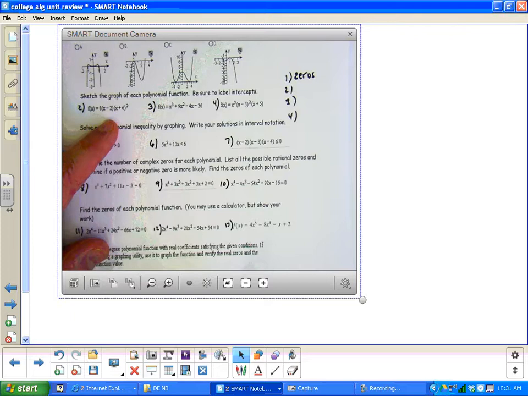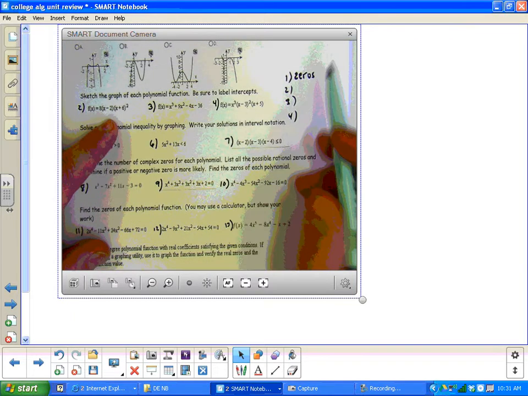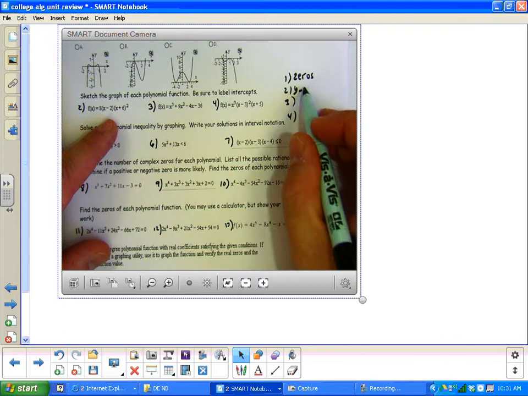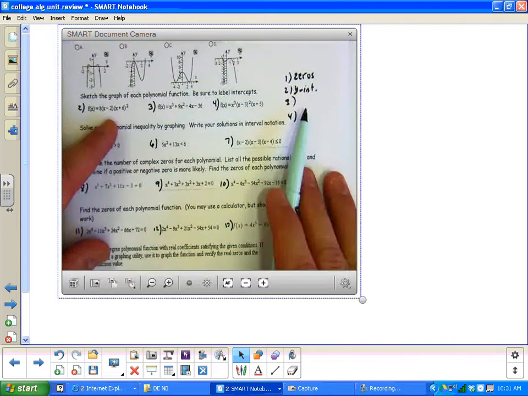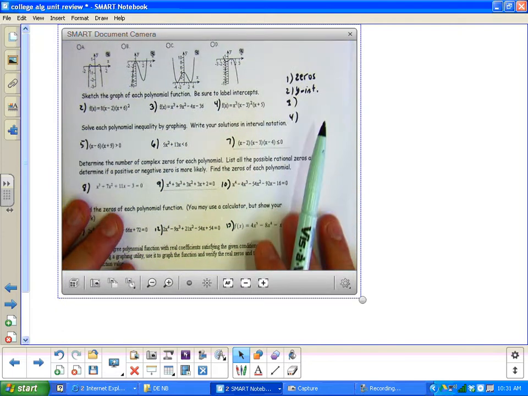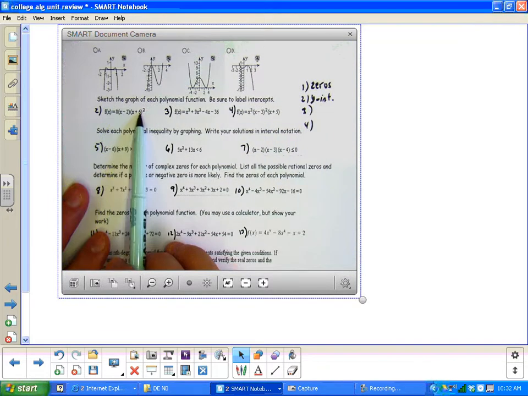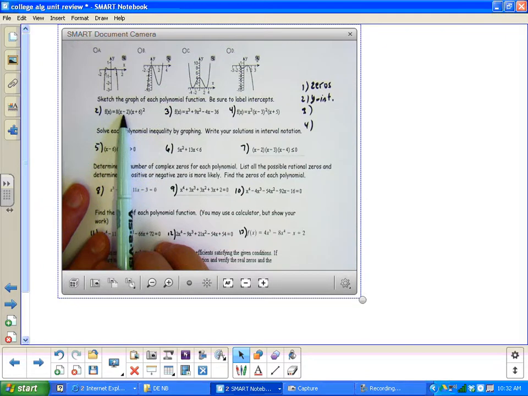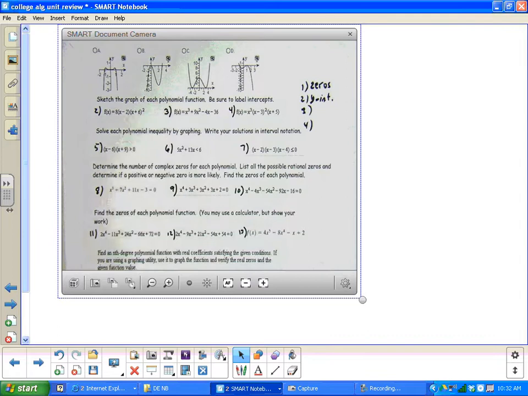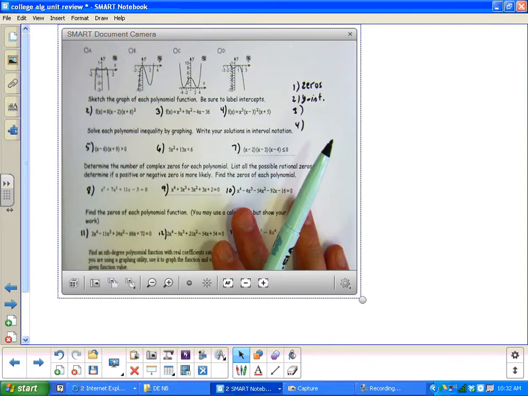So zeros are the x-intercepts. So what are the other intercepts? The y-intercept. Now, how do we find the y-intercept though? Plug 0 in for x. So like on this one, it would be 8 times negative 2 times 6 squared, whatever that is. Okay. So we got zeros, the y-intercept.